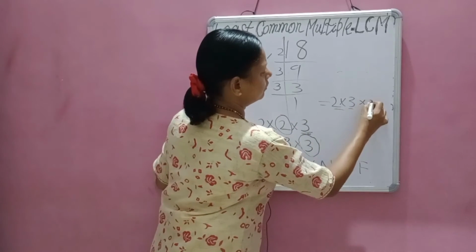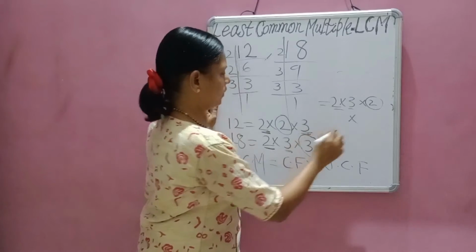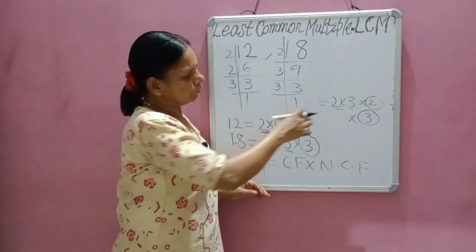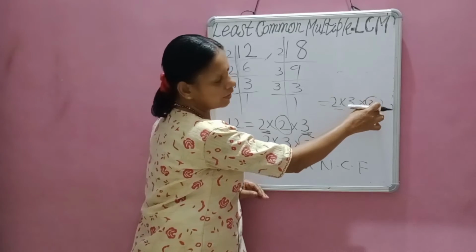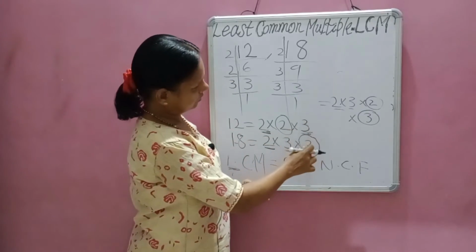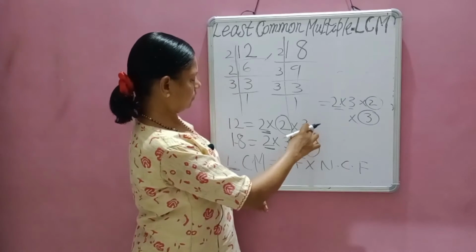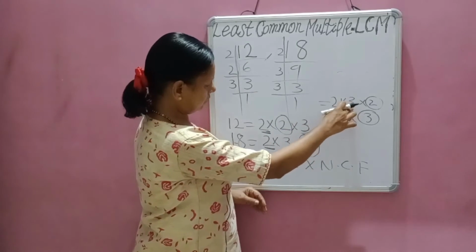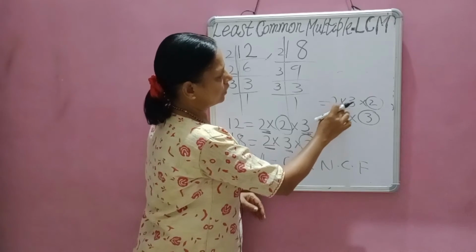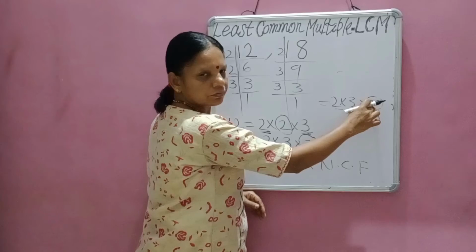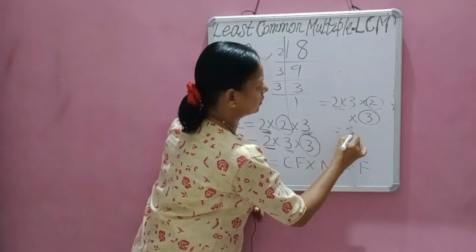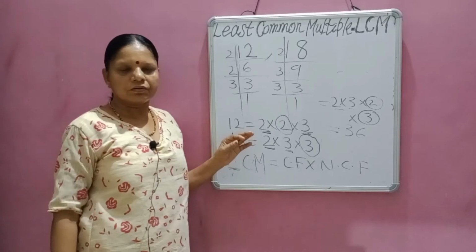That is into 2 into 3. So what is the product of all these numbers? 2 3s are 6. 6 2s are 12, 12 3s are 36.